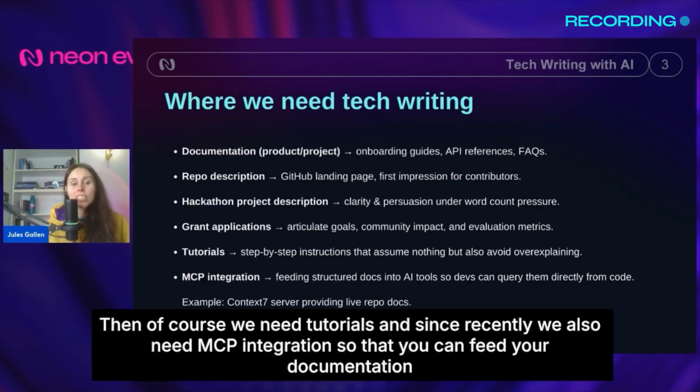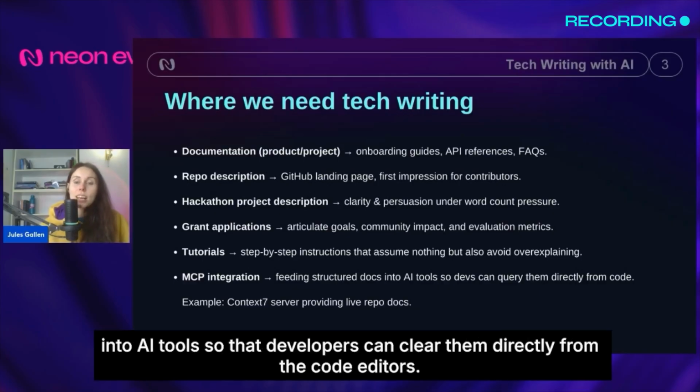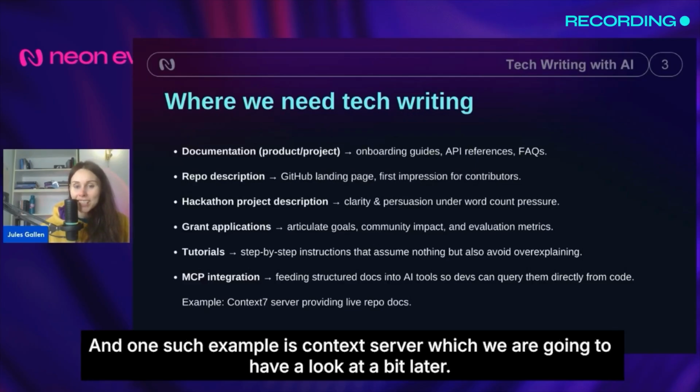Then, of course, we need tutorials. And since recently, we also need MCP integration so that you can feed your documentation into AI tools so that developers can query them directly from the code editors. And one such example is Context 7 server, which we are going to have a look at a bit later.